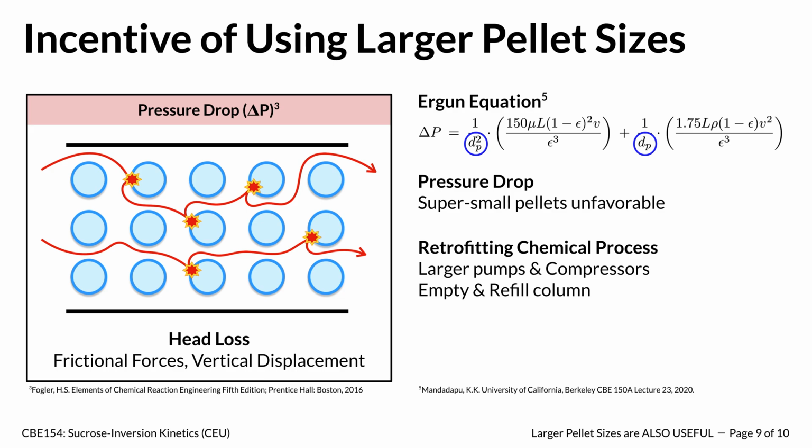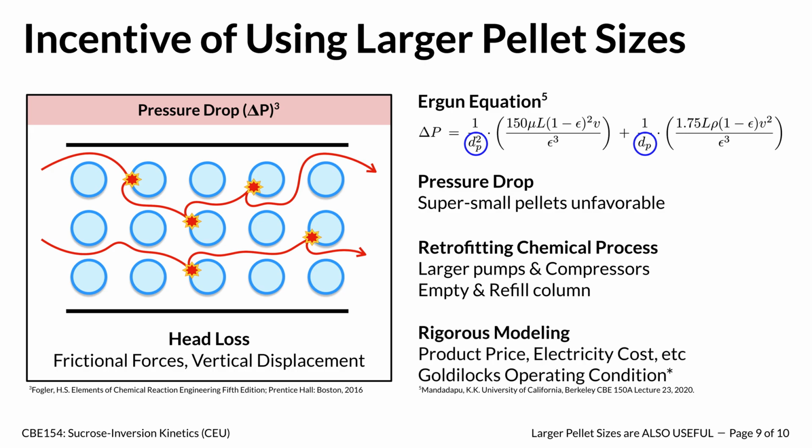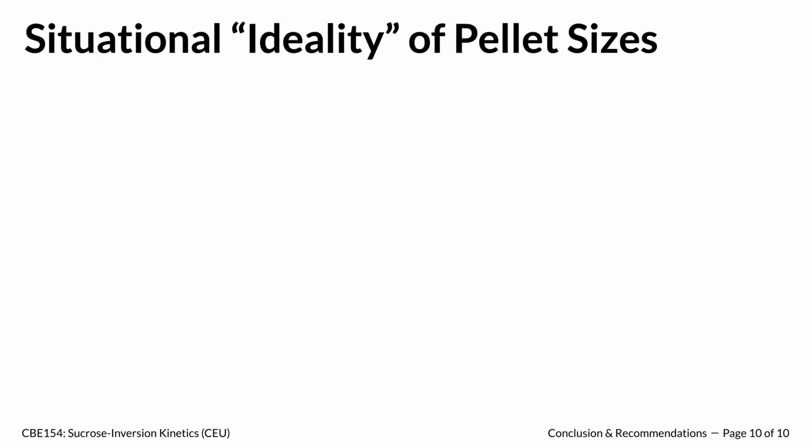In industrial scale settings, underpredicting the pressure drop is undesired, because retrofitting the chemical process can be quite expensive. You might need larger pumps and stronger compressors to compensate for the pressure drop, or you need to empty and refill the whole column itself, which is very expensive. Thus, it is important to consider a pellet that is not too small, has good performance, but does not cause this issue on a large scale, which is basically the Goldilocks operating condition motif that we're focusing on.